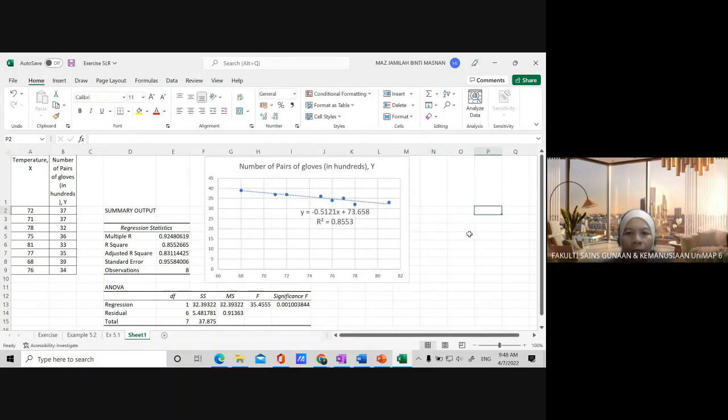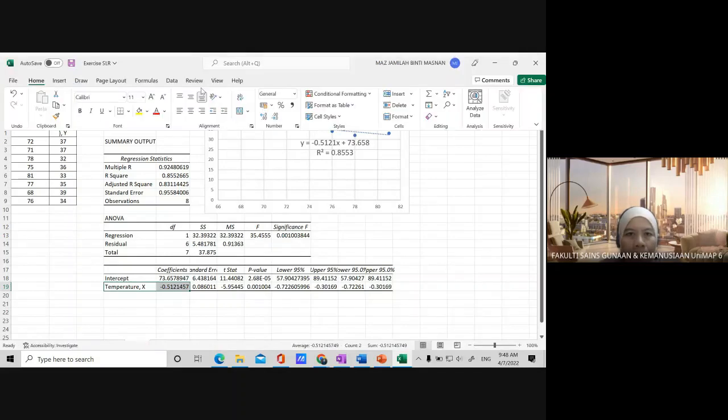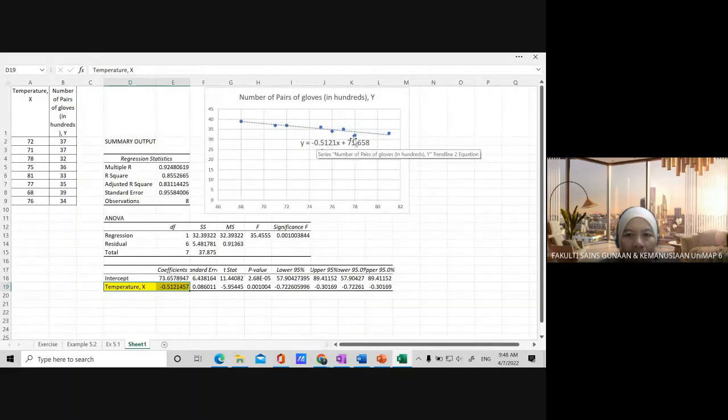So you can see here, class, the coefficient of your X is negative 0.5121. Obviously the same, the temperature coefficient, the same as this one. And the intercept is 73.657, almost the same as inside the scatter plot. So that will be the intercept.